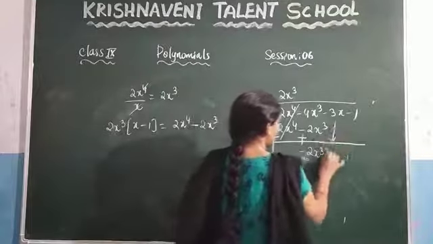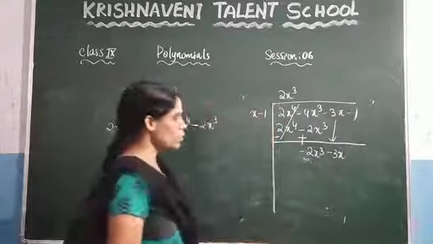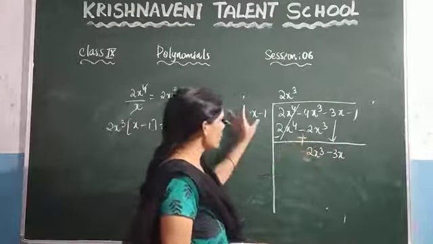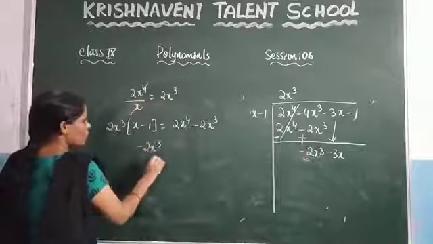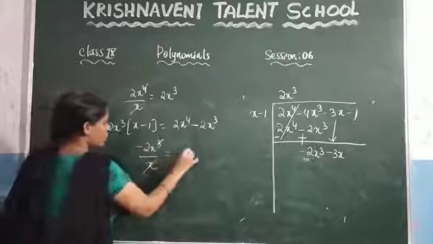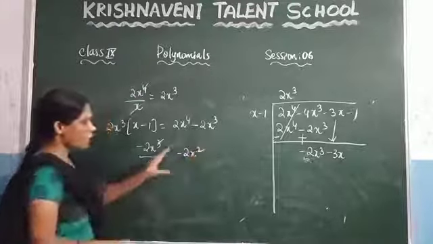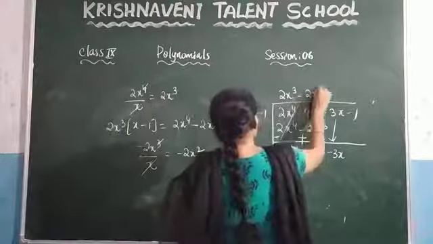Now take this term minus 3x, and after that, now what we need to do? We need to divide these two terms. So divide it, what you get? Minus 2x cube by x. This one will get cancelled. You will get minus 2x square. Write this term in the quotient. So write it, minus 2x square.